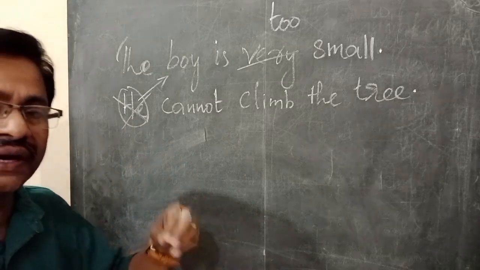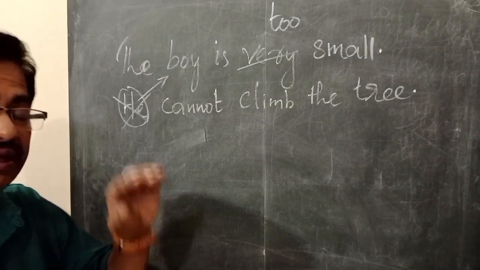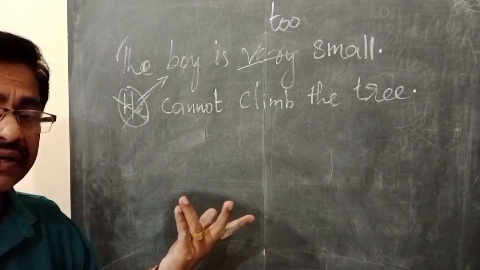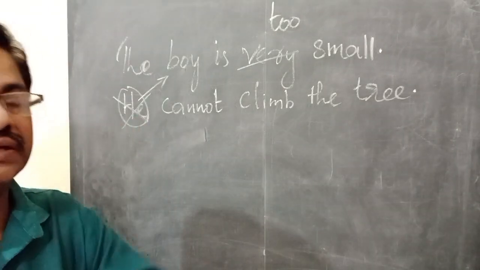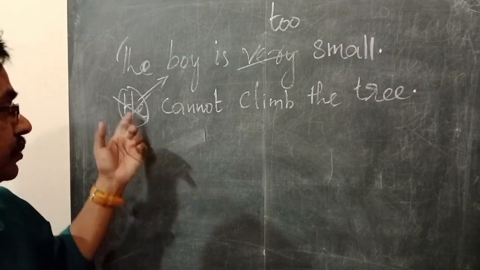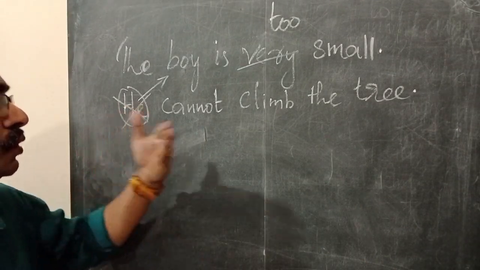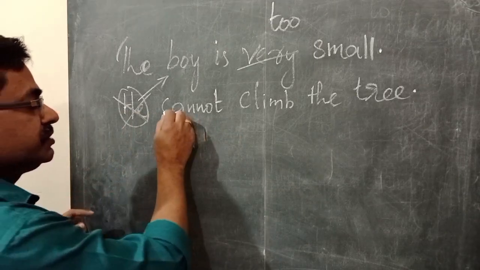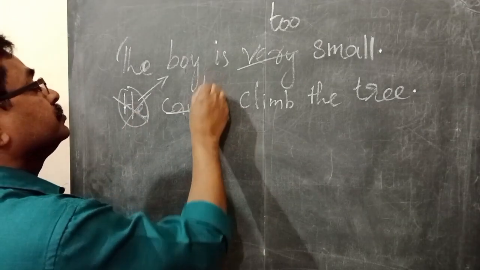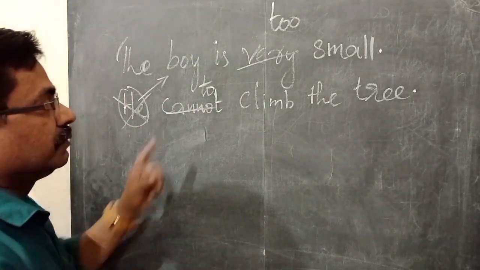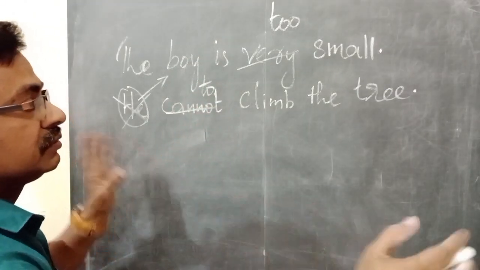There is no need for repeating the subject. If the subject is the same, we can avoid it. If the subject is different, we have to include it. So here the subject is the same, so you should not use it. In the place of this negative word, we have to use "to", the second part of "too". Finished.